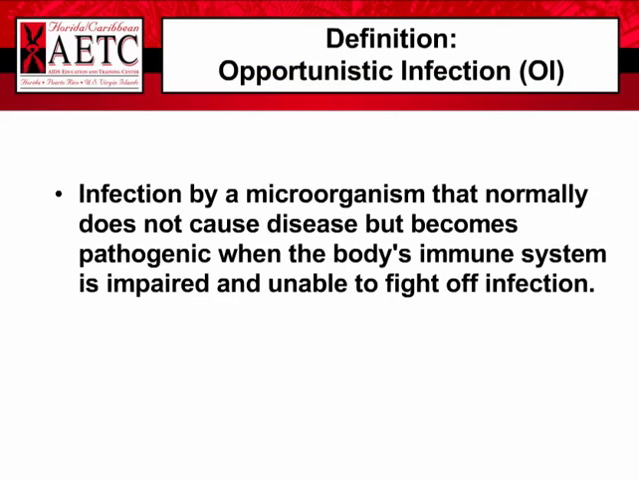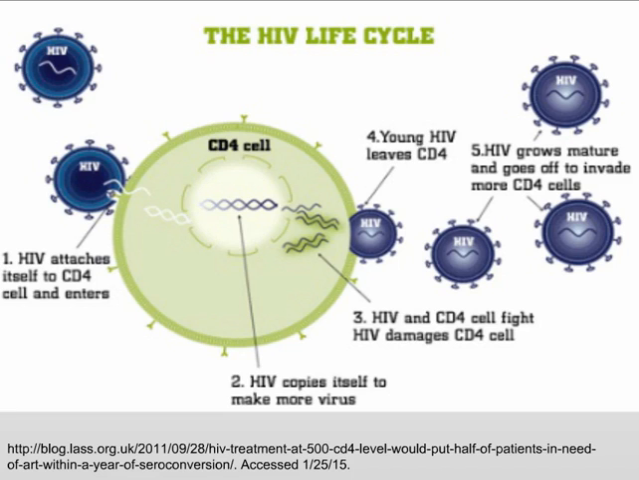So to start off with, what is an opportunistic infection? And throughout the rest of the presentation, you'll see that I abbreviate it as OI. An OI is basically an infection by a microorganism that normally does not cause disease, but becomes pathogenic when the body's immune system is impaired or unable to fight off infection.